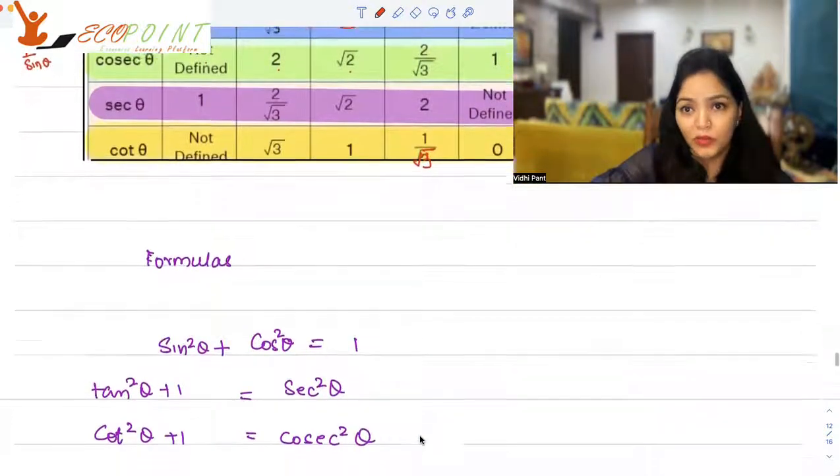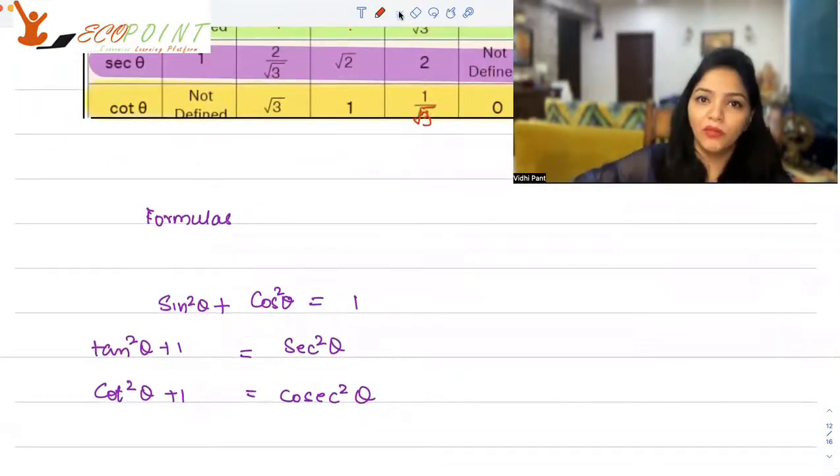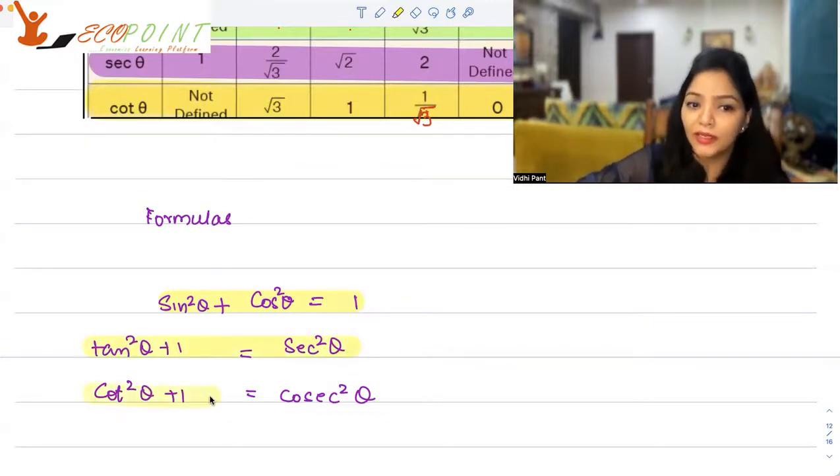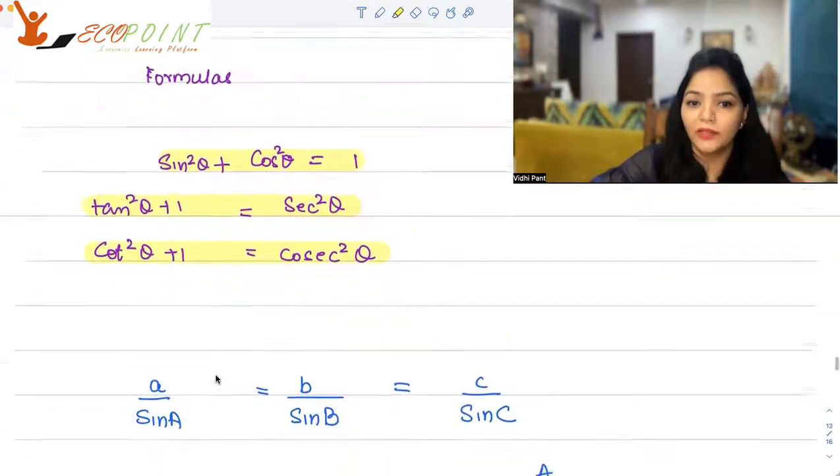The formulas that you must know, the identities. Sine square theta plus cos square theta, no matter what theta is, is equal to 1. Tan square theta plus 1 is equal to secant square theta, or secant square theta minus tan square theta is equal to 1. Cot square theta plus 1 is equal to, in a similar manner, cosec square theta. Okay. 3 identities and some more actually.